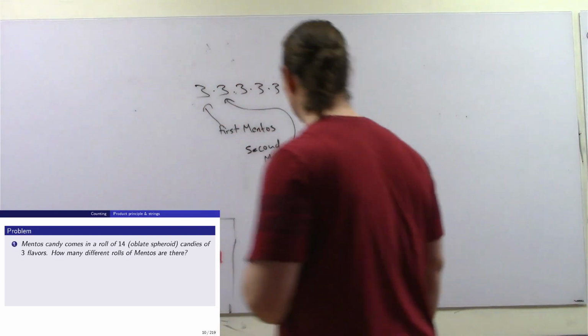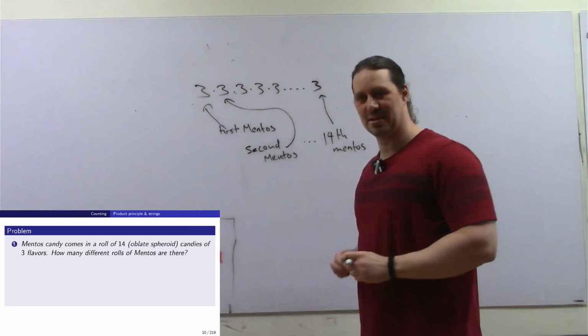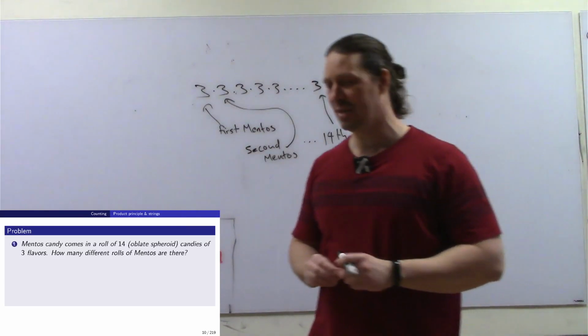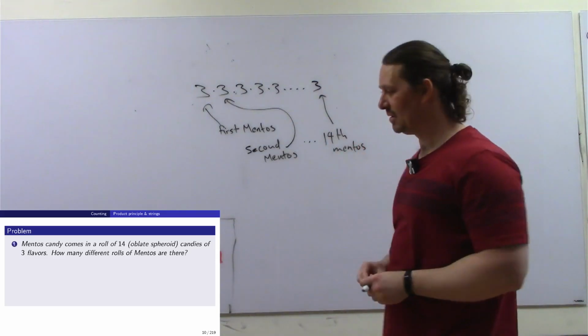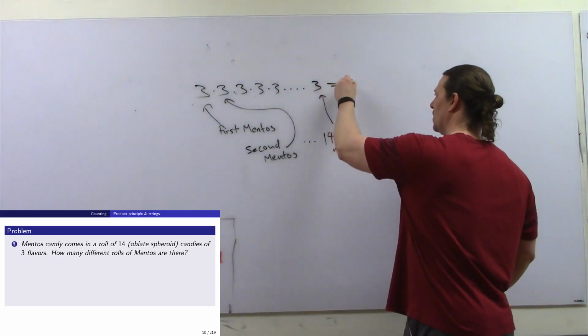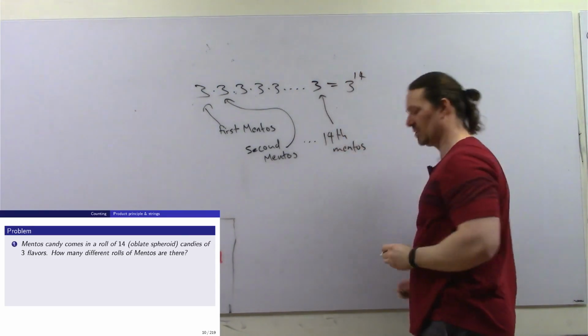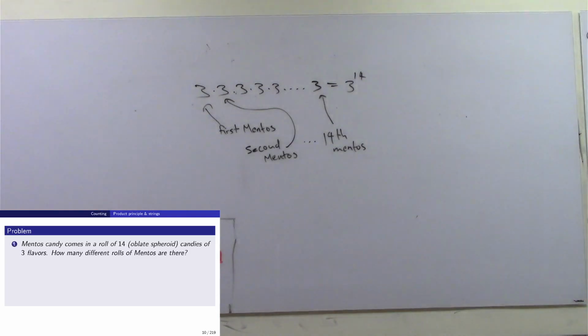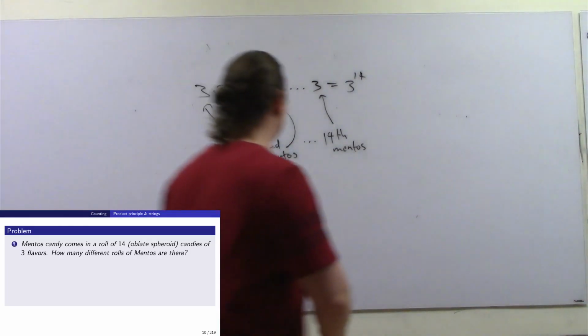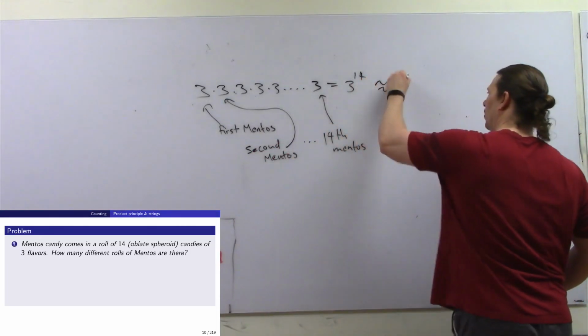So of course we have a shorthand for this. The dot, dot, dot notation in mathematics is very convenient, but it can be ambiguous. Here it's not clear there are 14 in this list, but the solution to the problem indeed is 3 raised to the 14th. That's our shorthand there. So there's 3 to the 14th different packs of Mentos, and I computed that earlier. That is like 4.7, maybe closer to 4.8 billion.